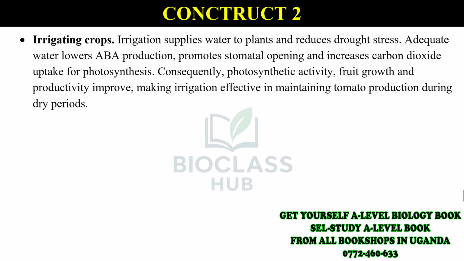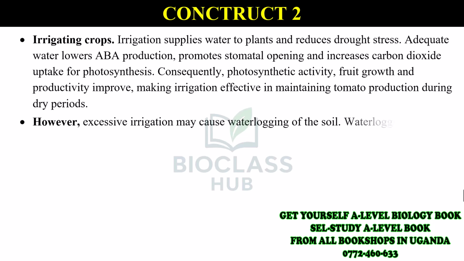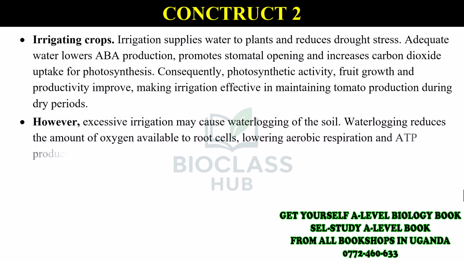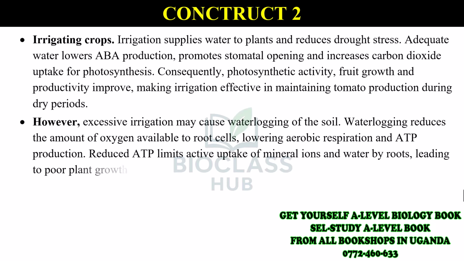However, excessive irrigation may cause waterlogging of the soil. Waterlogging reduces the amount of oxygen available to root cells, lowering aerobic respiration and ATP production. Reduced ATP limits active uptake of mineral ions and water by roots, leading to poor plant growth and reduced productivity.